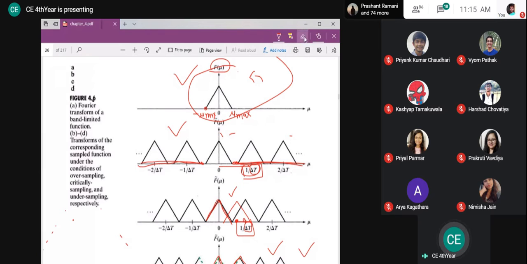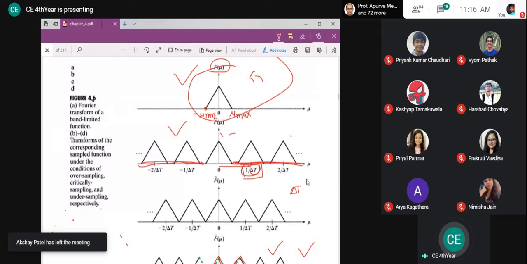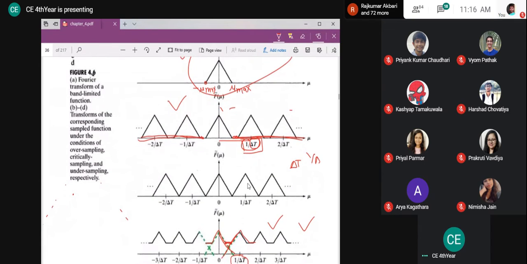Can I obtain the same from this? If I have sampled with a delta t value such that delta t is higher, and hence 1 by delta t is smaller, in such a manner that these triangles are just touching each other, can I get my original function back by passing it through a low pass filter? If this is the scenario, can I get my original function back by passing this through the low pass filter?